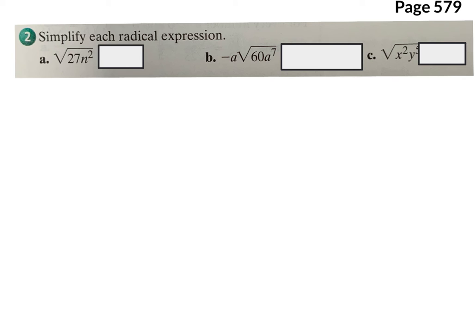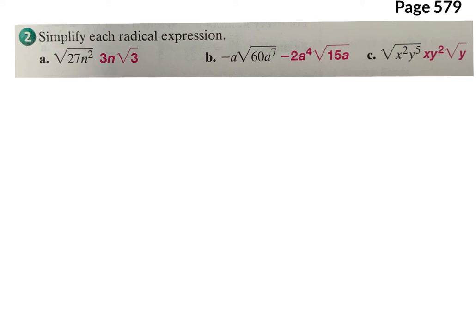All right, let's look at these together. First, check your answers, and then we will go through them. The square root of 27n squared should be 3n times the square root of 3. Negative a times the square root of 60a to the 7th should be negative 2a to the 4th, square root of 15a. And then the square root of x squared y to the 5th should be xy squared times the square root of y. So let's look at these 3.